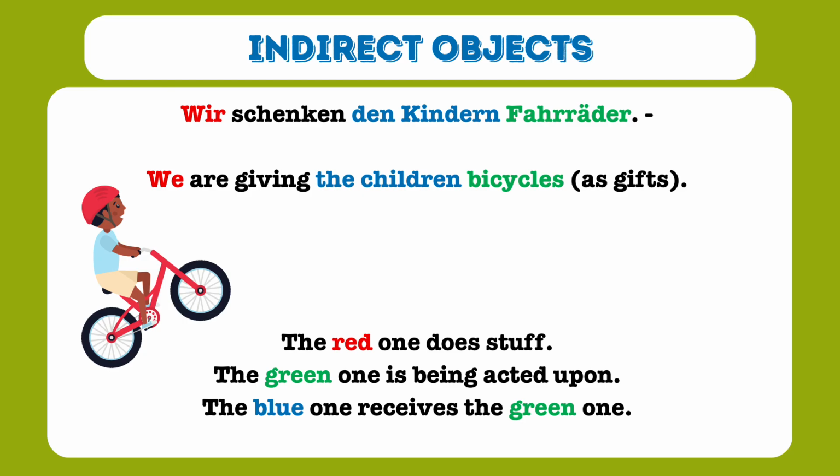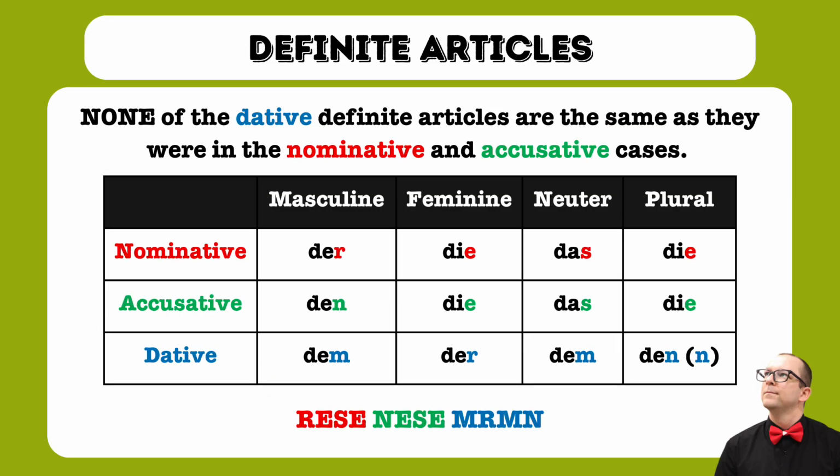In each of these sentences, the red one is the one doing something. That's the nominative case. That's the subject of the sentence. The green one is the one that is being acted upon, being given, bought, or given. The blue one receives the green one, so the man receives the coffee, his mother receives a flower, and the children receive bicycles. None of the definite articles in the dative case are the same as what they were in the nominative and accusative cases.